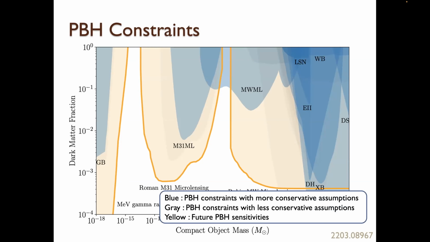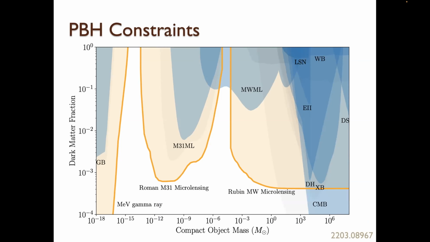And here the blue shaded regions are the PBH constraints with more conservative assumptions. And this gray region here, which may not be very visible, is the same constraint with less conservative assumptions. So you can just think of these blue shaded regions as actual constraints, and the yellow regions are future sensitivities. And of course, there are interesting parameters. The mass fraction of the PBH can be as large as 1, which is this region.